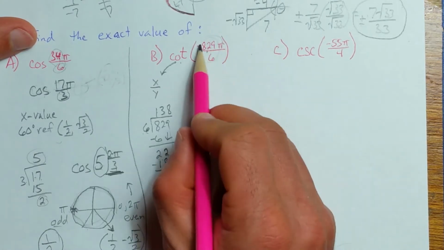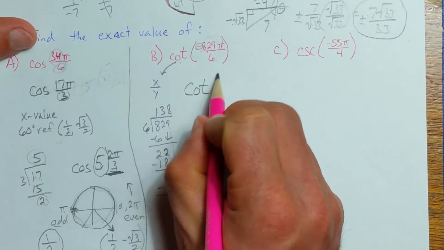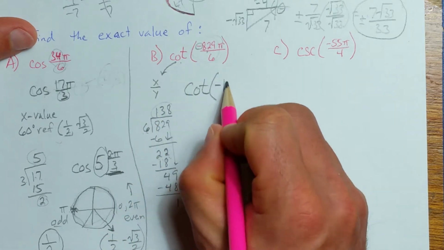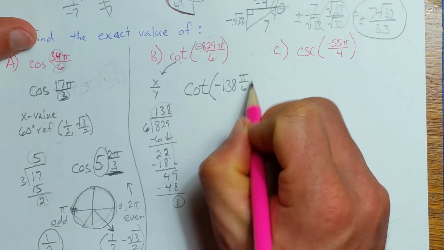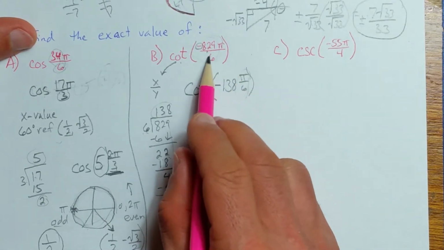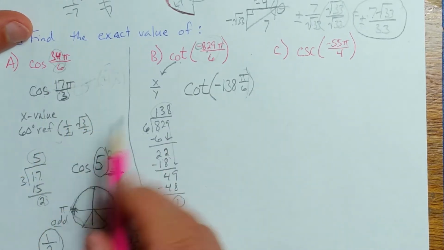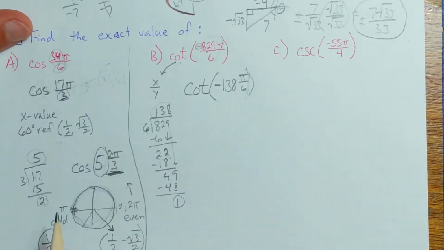So another way of writing this, now you don't want to forget that that's a negative, that's important. You can say that this is the cotangent of negative 138 and 1 pi over 6. Now that fraction does not simplify, meaning this actually is simplified. If I would have done the long division with 34 and 6, it would have given me a remainder here that would have simplified down.